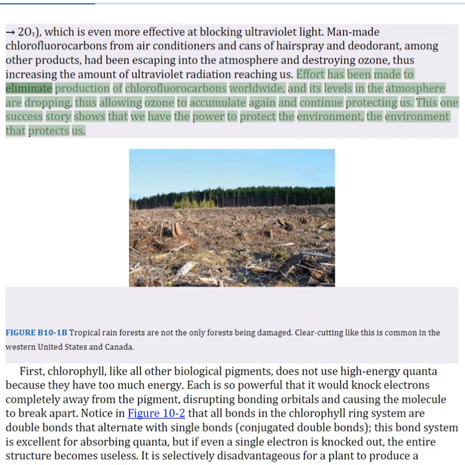Effort has been made to eliminate production of chlorofluorocarbons worldwide, and their levels in the atmosphere are dropping, thus allowing ozone to accumulate again and continue protecting us. This one success story shows that we have the power to protect the environment that protects us.